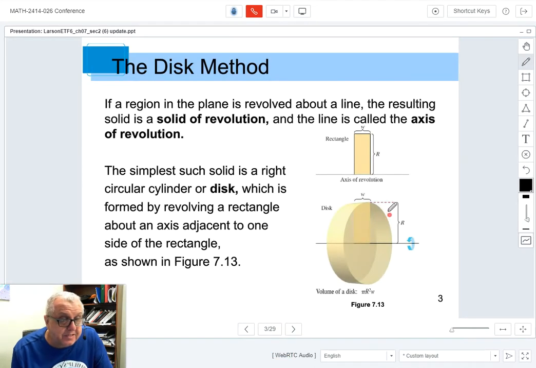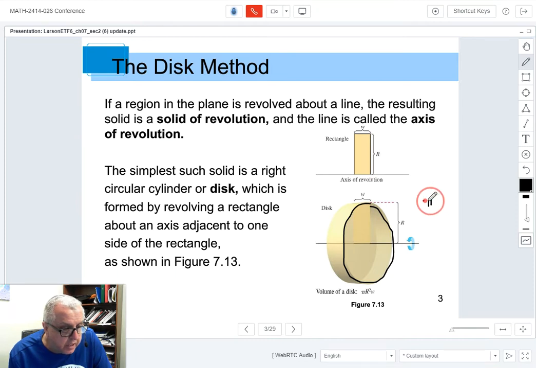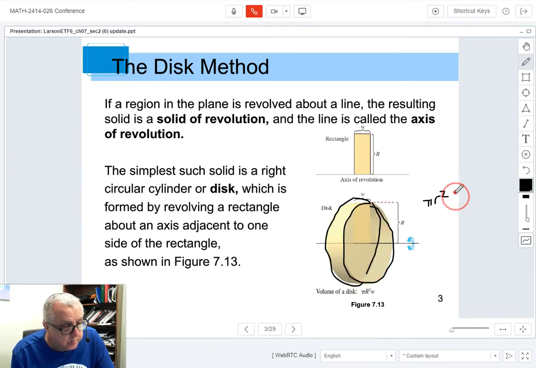A disk is basically a circle, and we know the area of a circle as pi r squared. And then to find the volume of the actual disk, we multiply by its width. So we have some depth to this circle. So the volume of a disk is pi r squared times its width.